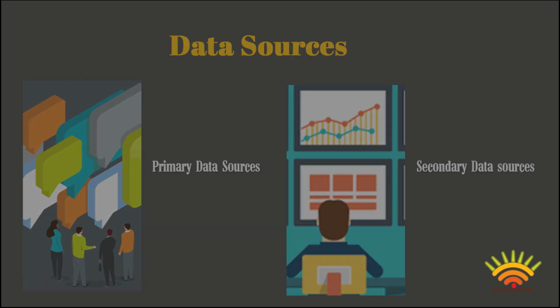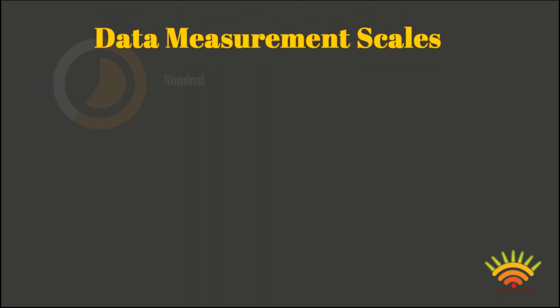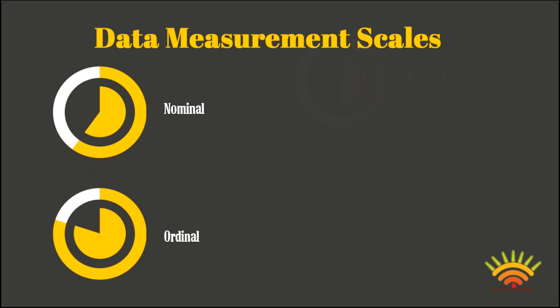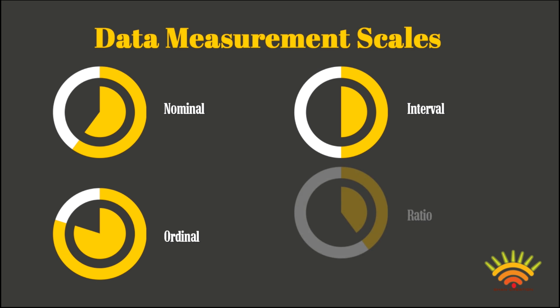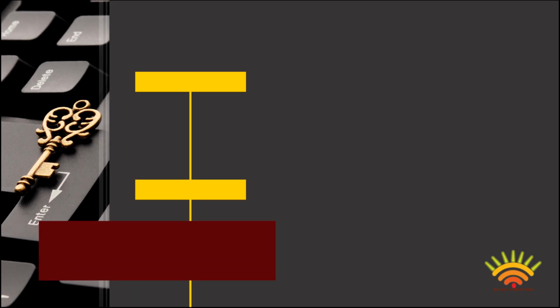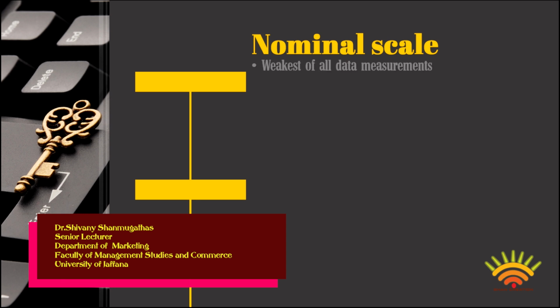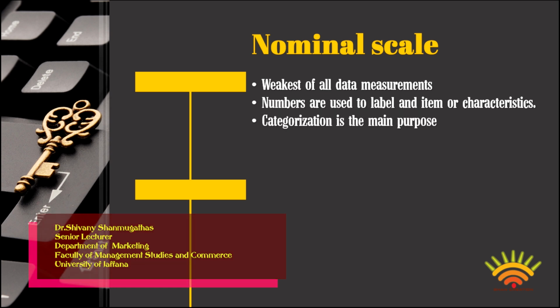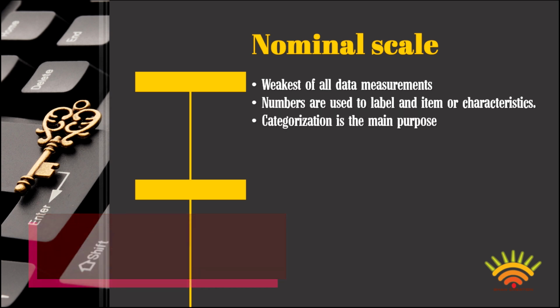This data can be measured in different scales. There are 4 different types of data measurement scales: nominal scale, ordinal scale, interval scale, and ratio scale. Nominal data are the weakest of all data measurements. Numbers are used to label an item or characteristic. So the main purpose of this scale is to categorize the data.